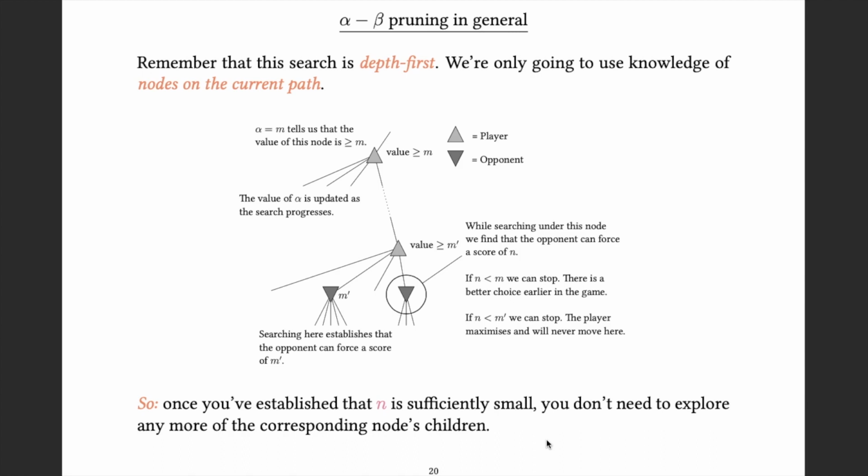Because we will never come down this way. We know that at the top node for max, max could force an outcome of m, which is better than the one that min can force further down the tree. And similarly, if n is less than m prime, we can stop, because we already know that the lower of these two max nodes can force an outcome greater than or equal to m prime. And so if n is less than that, we're just not going to come down to that part of the search tree.